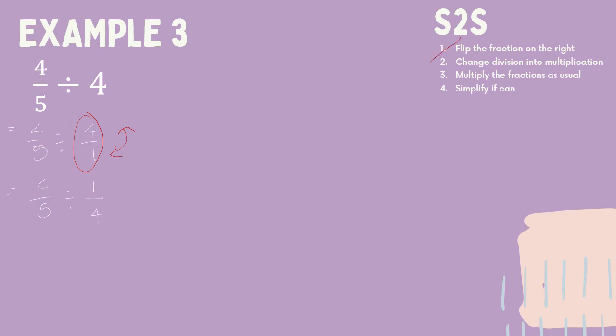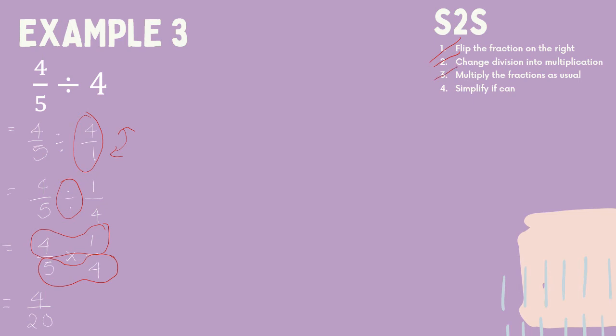Step 2, change division into multiplication. We want to change this division into multiplication. So we have 4 out of 5 times 1 out of 4. So that is step 2. Step 3, multiply the fractions as usual. You multiply numerator with numerator, denominator with denominator. Be careful, we are multiplying and not adding. So 4 times 1 gives 4. 5 times 4 gives 20. So that is step 3.